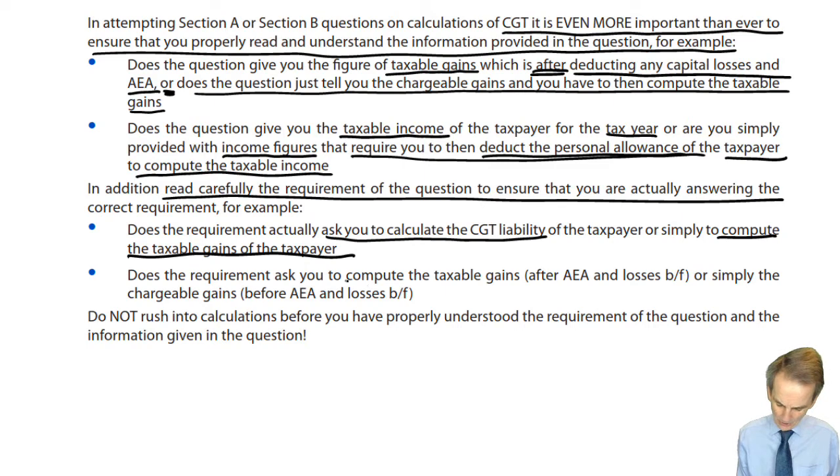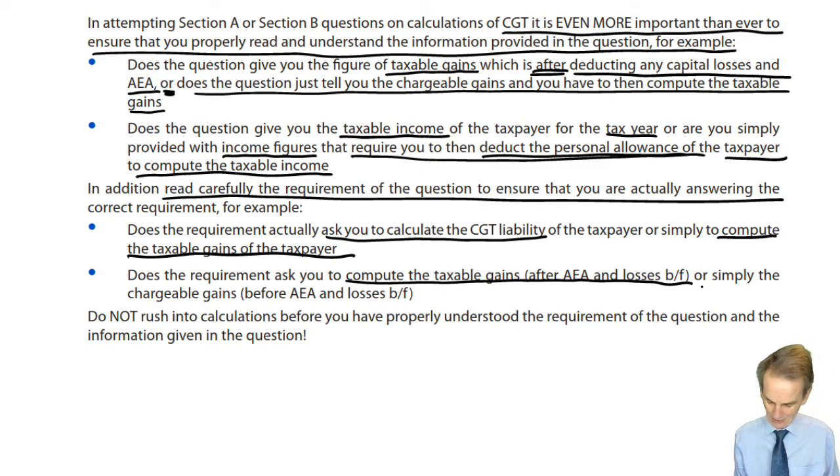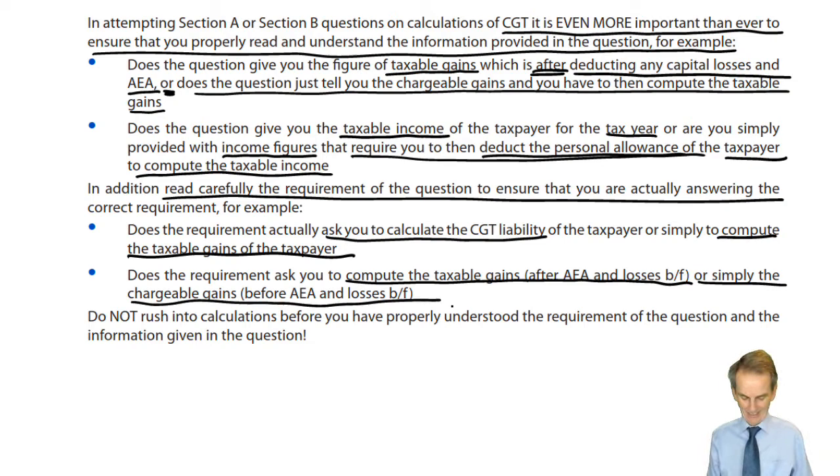Does the requirement ask you to compute the taxable gains after AEA and losses brought forward, or simply the chargeable gains before AEA and losses brought forward? Again, what do they want? Do they want taxable gains? Do they just want net chargeable gains? Do they want CGT liability? Make sure you correctly interpret the requirement.